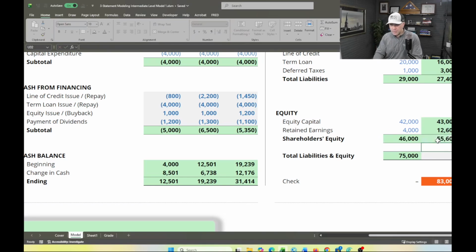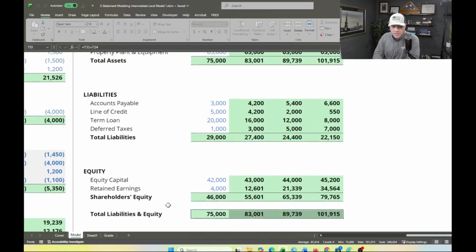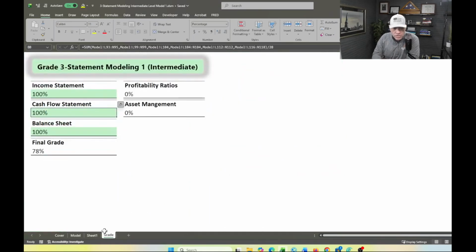I'm going to hit all equals. I'm going to go up here, hold down shift, highlight those, and hit control R. That looks good to go. Now my liabilities and equity, I already solved it. Hit control R. The balance sheet balances. Let's go to the grade and make sure it looks good. 100% on the income statement, cash flow, and balance sheet.